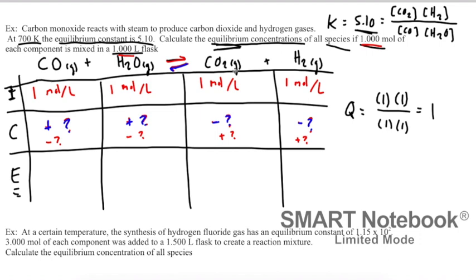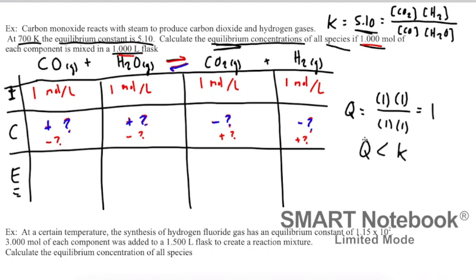The second thing you have to do is figure out if the reaction is proceeding in the forward direction or the reverse direction. In order to determine that, we have got to compare Q to K. So I need to calculate what Q is. I've just determined that my Q is 1. Compare that to K. Right now my Q is less than K.